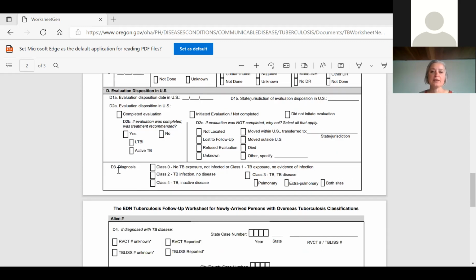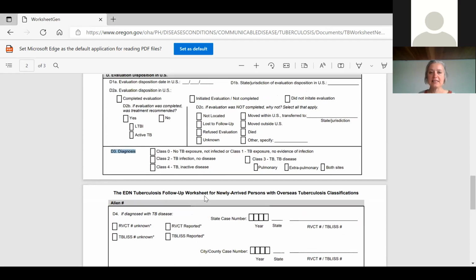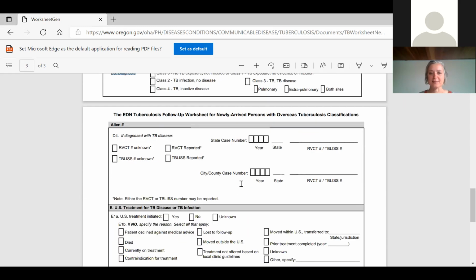D3 is a little different. We don't typically use these classification systems, but I think they're pretty self-explanatory. So in that case, we're going to have somebody who has LTBI. So that would be class 2, TB infection and no disease. Okay. Occasionally, very occasionally, we'll get somebody who's diagnosed with TB disease, right? That's why we're collecting sputum sometimes and doing all of that. If they are, you would check here, class 3 TB disease, and then we have to get some information from Kylie about the RVCT number and some additional data. But again, it doesn't happen often.